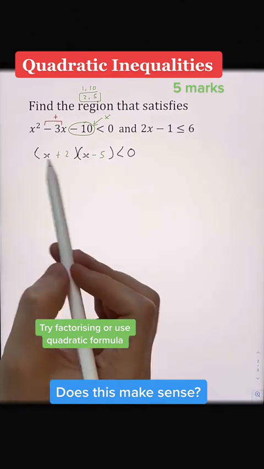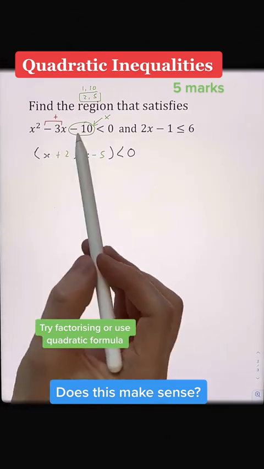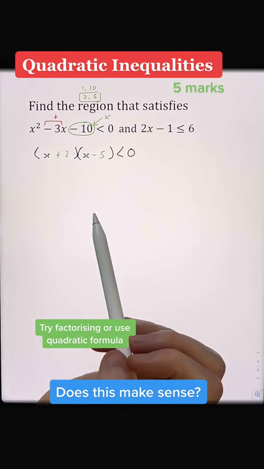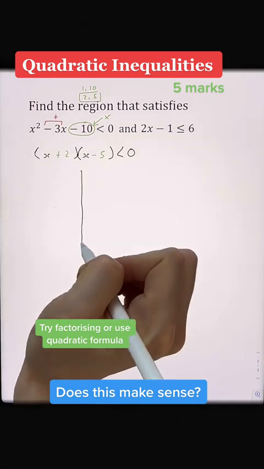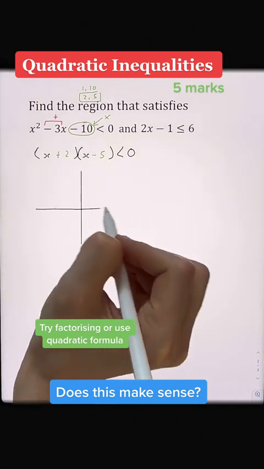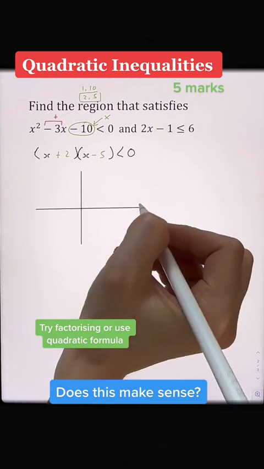As I want my quadratic to be less than 0, where a quadratic is less than 0 is where the graph is below the x-axis. Therefore my first step is I want to draw a quick sketch of my quadratic. So drawing my 2 axes, I know x goes across and y rhymes with sky.